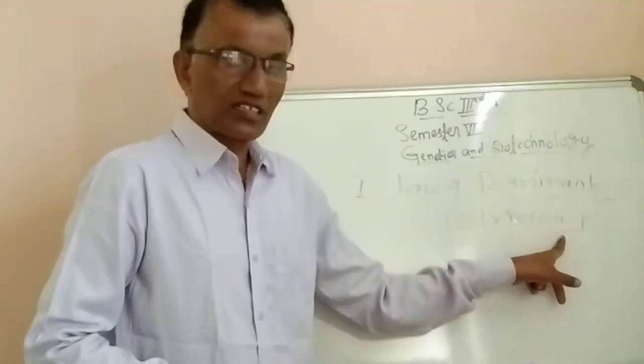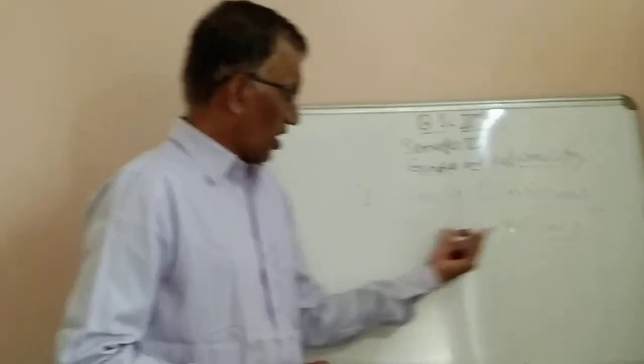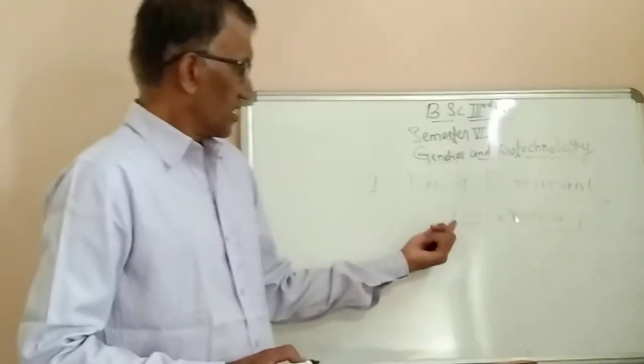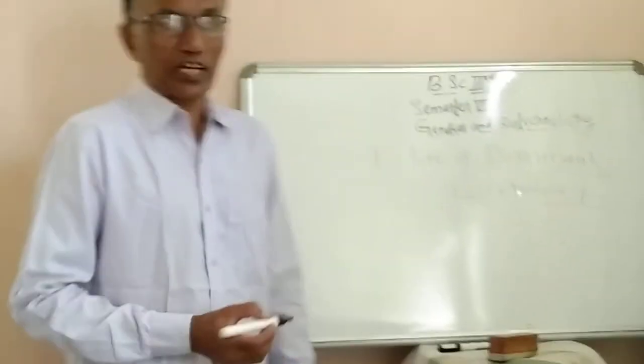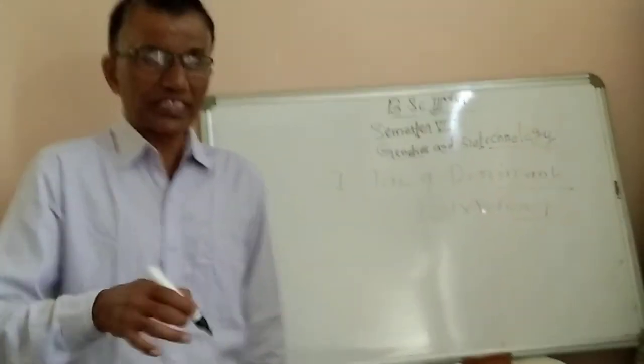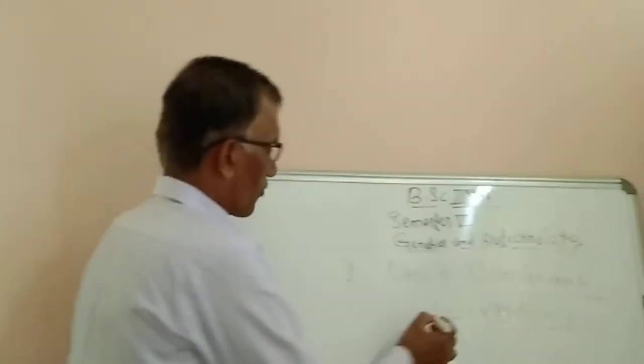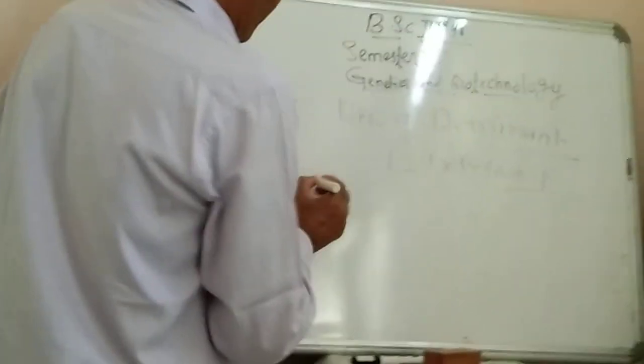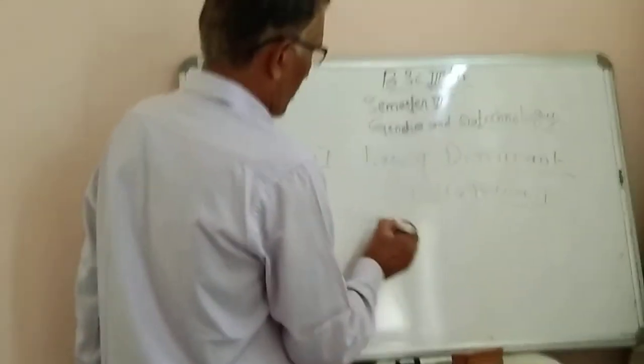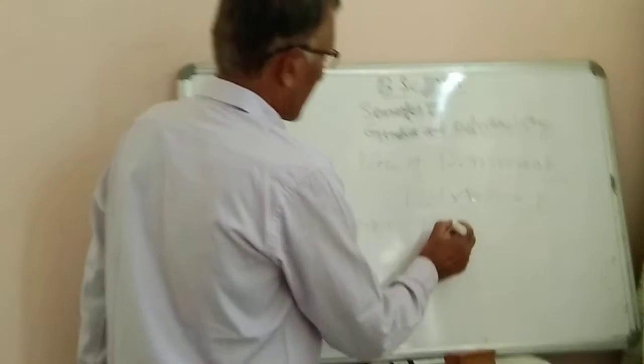With the help of this, one contrasting character and another contrasting character, tall and dwarf. This is a monohybrid cross. Why is it called a monohybrid cross? Because we are taking into consideration a single pair of contrasting characters. For this genotype, capital T for tallness, small t for dwarfness. Here, tall is a dominant character, dwarf is a recessive character.